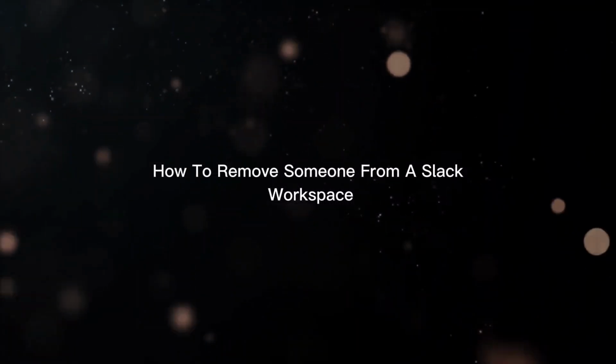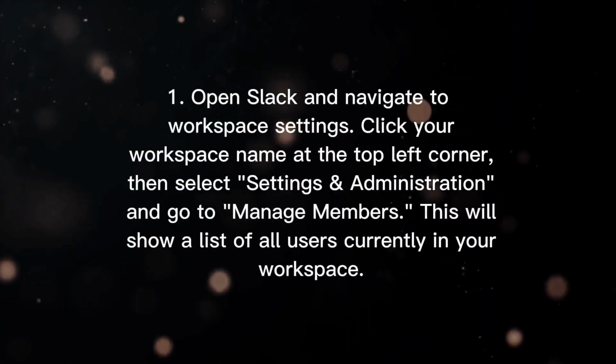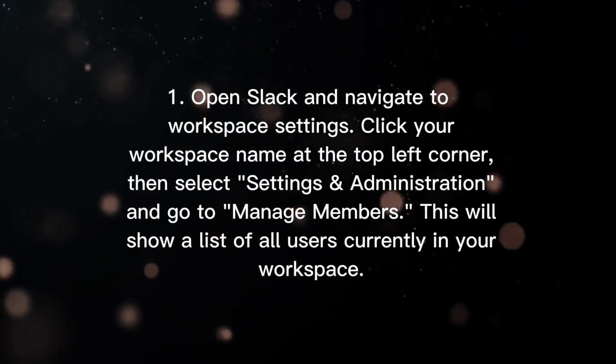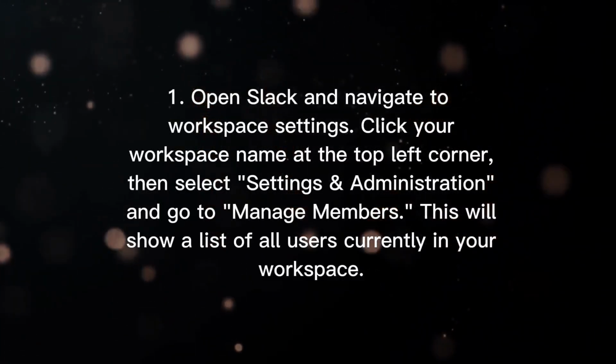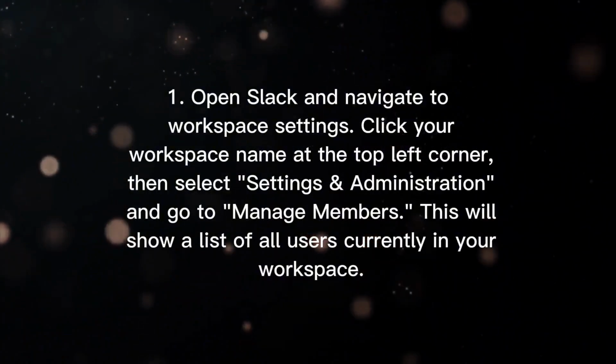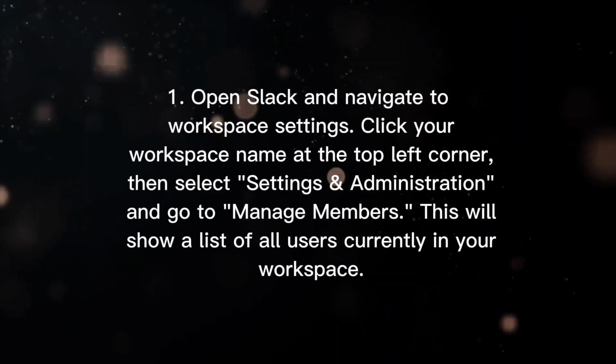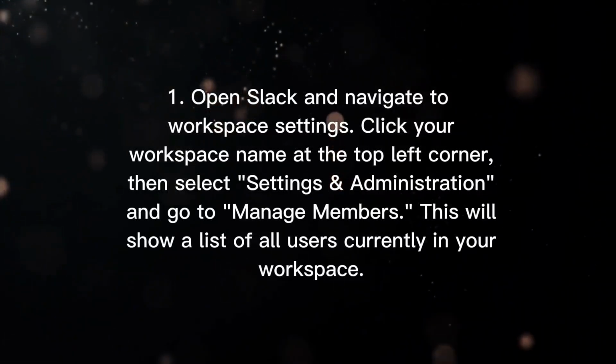How to remove someone from a Slack workspace. You can do this in 7 steps. 1. Open Slack and navigate to Workspace Settings. Click your workspace name at the top left corner, then select Settings and Administration, and go to Manage Members. This will show a list of all users currently in your workspace.